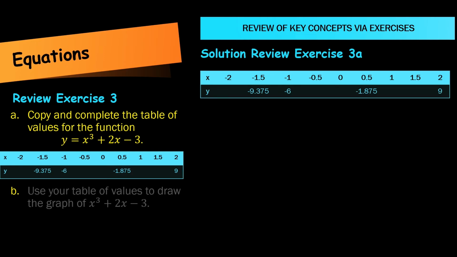When x equals minus 2, y is equal to minus 2 cubed plus 2 times minus 2 minus 3. Here, of course, we've simply plugged in x equals minus 2 into our equation. And then we tidy up to get y equals minus 15. And then we plug this into our table.